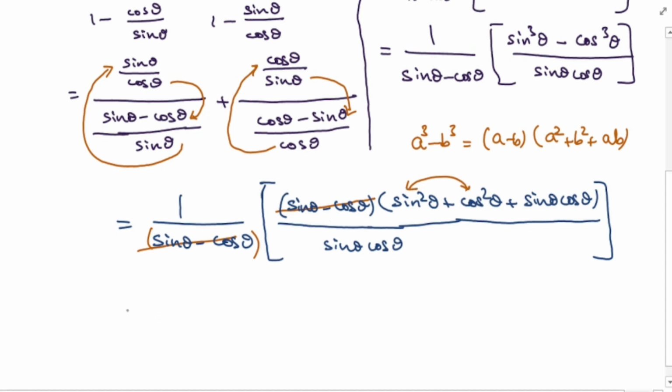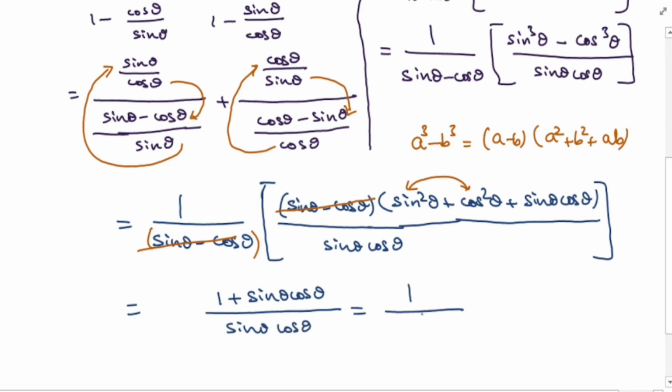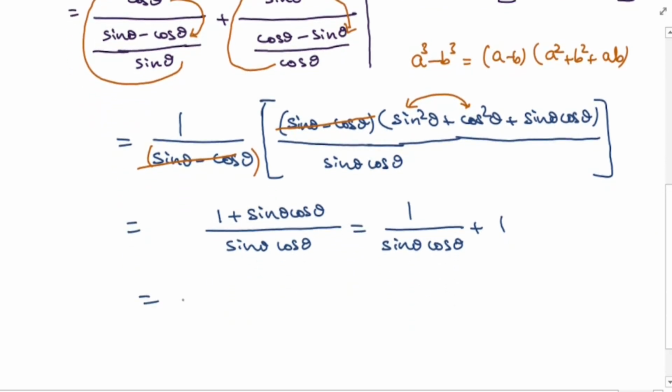Therefore, in the next step, sin square theta plus cos square theta is 1 plus sin theta cos theta divided by sin theta into cos theta. Separate the denominator, we will get 1 divided by sin theta into cos theta plus sin theta cos theta divided by sin theta cos theta will cancel, we will get 1. 1 divided by sin theta is cosecant theta, 1 divided by cos theta is secant theta plus 1 as it is. This is equal to the RHS of the given equation. You can see here.